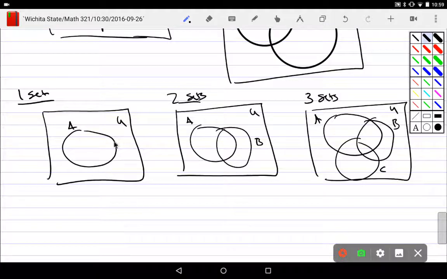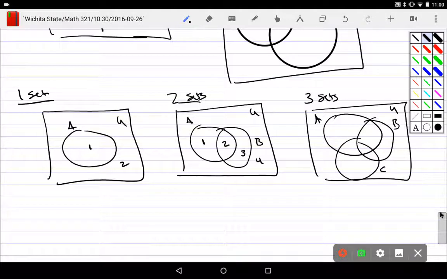If I have one set, I have two regions, right? I have region one, I'm inside of it, region two, I'm outside of it. Now, two sets, on the other hand, has what? I could be inside A, yet outside B. I could be inside A and B at the same time. I could be inside of B, yet outside of A, or I could be outside of both of them. So it splits it up into four possibilities.